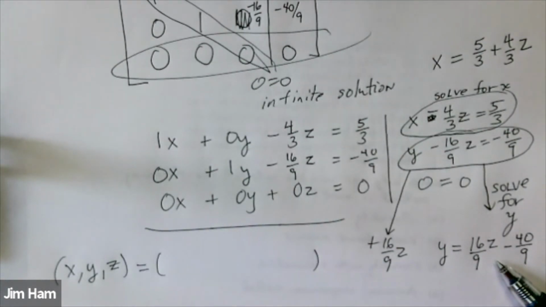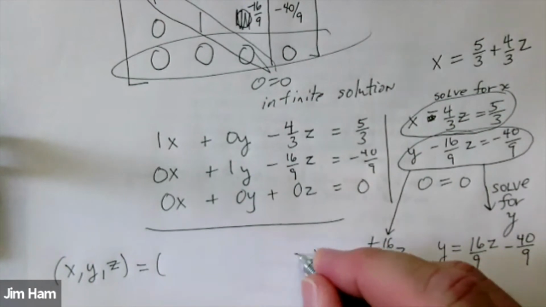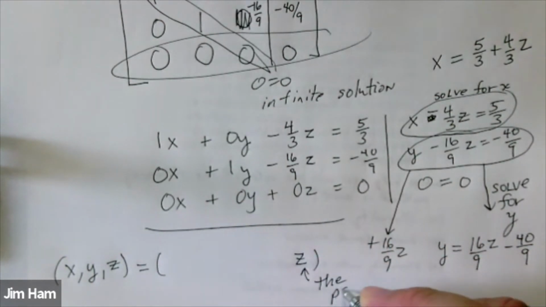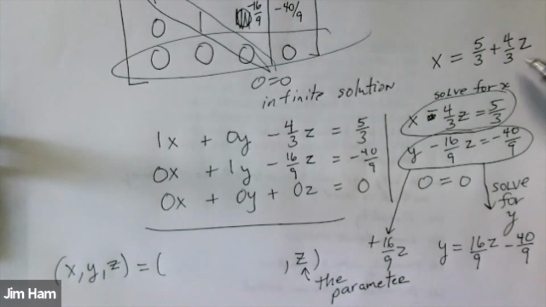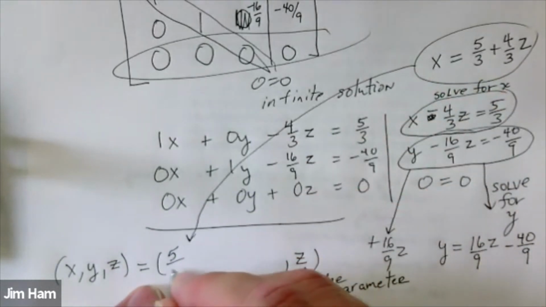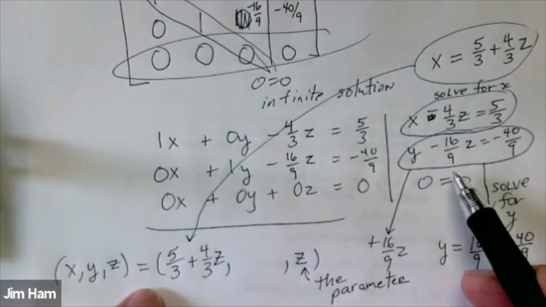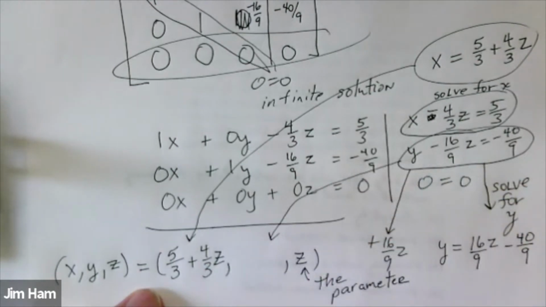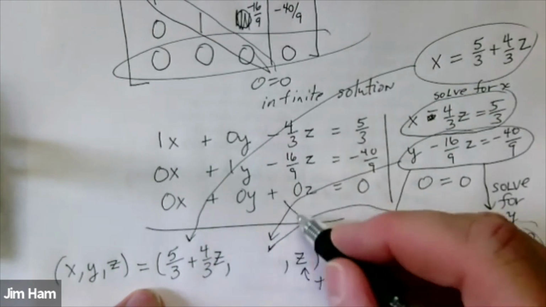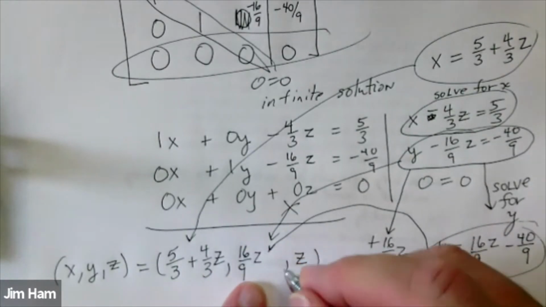Now, both of our equations are solved and given as expressions of z. So x equals something, y equals something, and so z is going to be called the parameter. It doesn't have a formula, but the other two coordinates, x and y, they have formulas in terms of z. So the x coordinate is 5/3 plus 4/3 z. And the y coordinate, oops, it's down here, is 16/9 z minus 40/9.